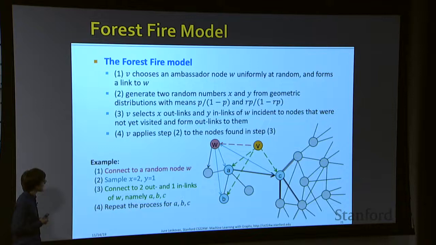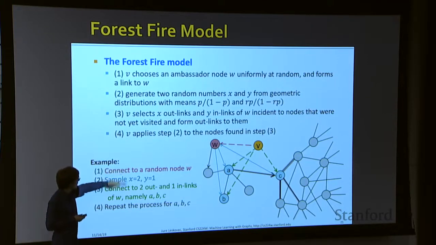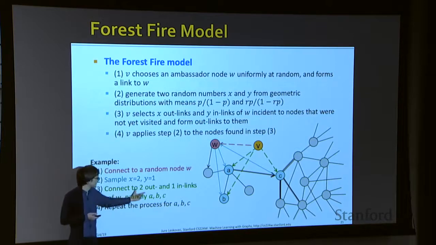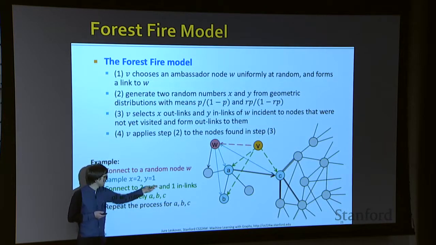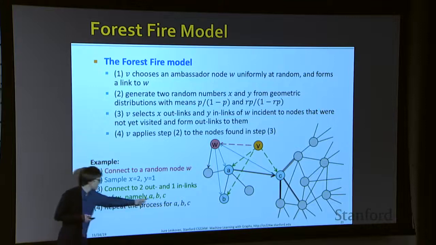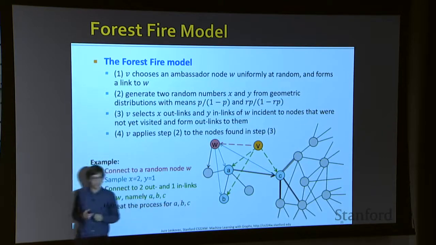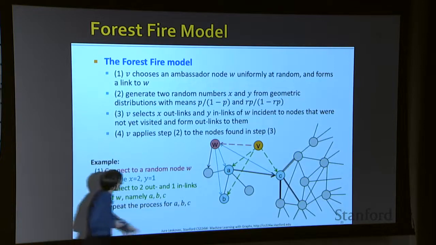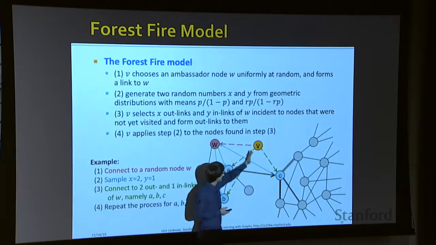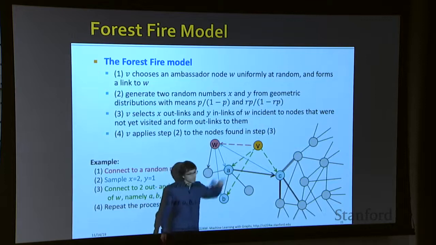Okay, that's essentially the idea. Right, here's how the model works. V arrives, selects W, and samples the number of in and out links. Then we select the two outgoing neighbors and one incoming neighbor. Let's call them this way. And now we repeat the same process independently for each of these nodes. And then whoever got burned, we create edges to them from V.